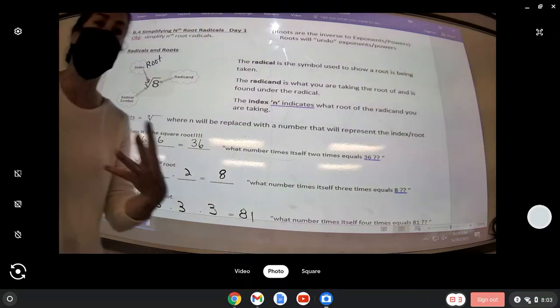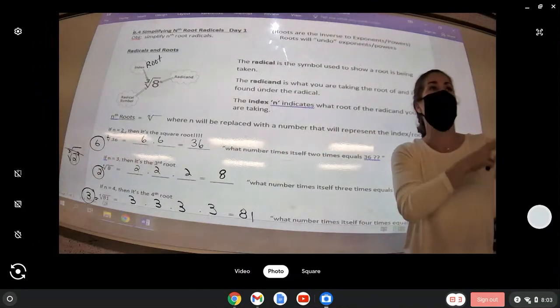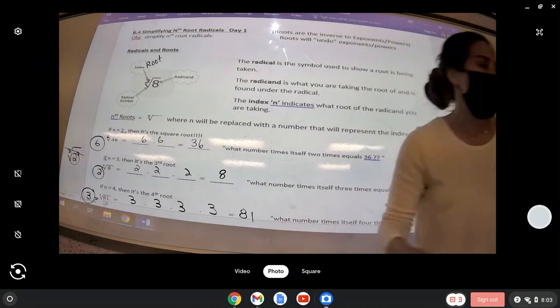All right, so that's what roots and powers are going to be like. The roots are going to undo whatever power was on that number, okay? All right, let me move mine up.